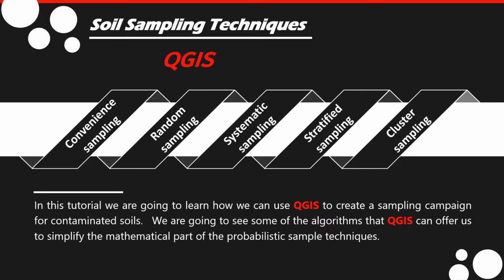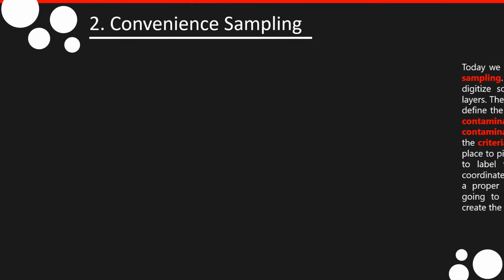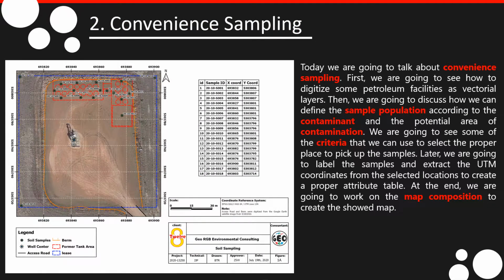In this occasion I'm presenting the tutorial related to soil sampling techniques using QuantumGIS. In this tutorial we are going to learn how we can use QuantumGIS to create a sampling campaign for contaminated soils. We are going to see some of the algorithms that QuantumGIS can offer us to simplify the mathematical part of the probabilistic sample techniques. This is the second video of the soil sampling techniques, and today we are going to talk about convenience sampling.